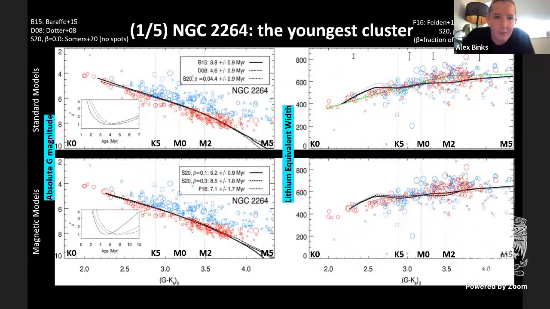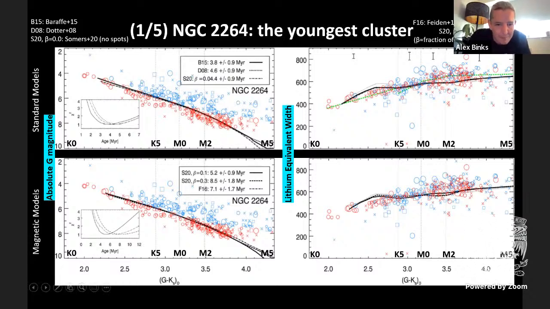For the first cluster, we see that the standard models, the ones on the top, almost entirely agree with each other. They overlap. This is 3 different models, all from different authors, and they all pretty much agree to within, say, 1 million years. The magnetic models vary depending on the amount of magnetic field strength, and that's perhaps not so surprising. So in this case, the higher the value of beta, the amount of flux that's blocked at the surface, the older the ages that are predicted.